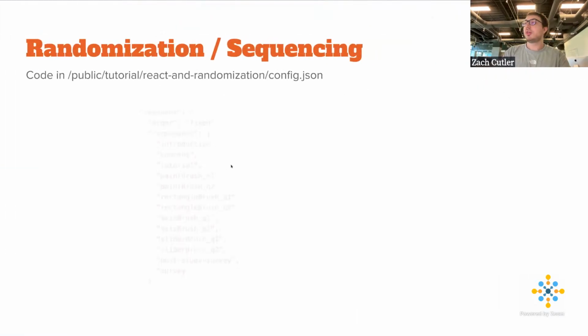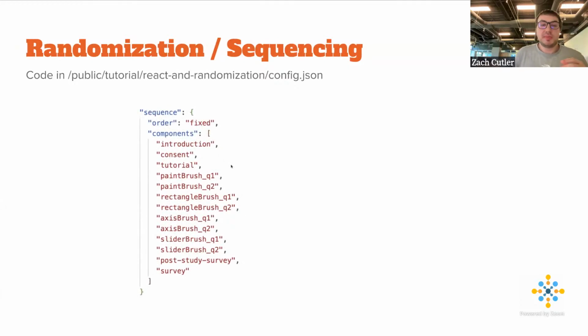Great. Okay, so we've already seen from the setup that our sequence object controls the order of components which appear in the study, as well as whether or not they appear in the study. And the simple example here is really fairly self-explanatory. We only have one possible way of navigating through the study, and you will always see every component in this list. And importantly, you see this order fixed.